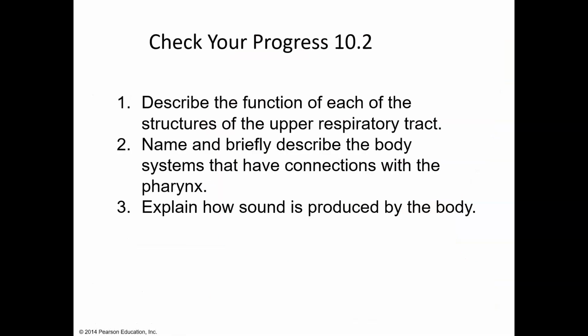Okay, so you check the progress. Describe the function of each of the structures of the respiratory system, and name and briefly describe the body systems that have connections with the pharynx. Well, I can think of the digestive system and the respiratory system. Yeah, those are the main ones. Anyway, I don't know if they were talking about the ear connecting in there too, but we didn't talk about that. Explain how sound is produced.